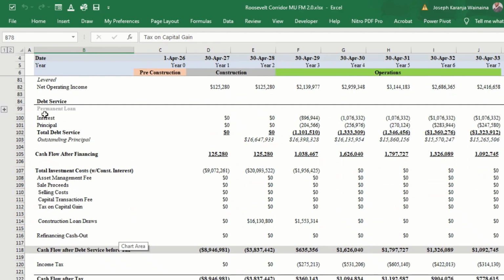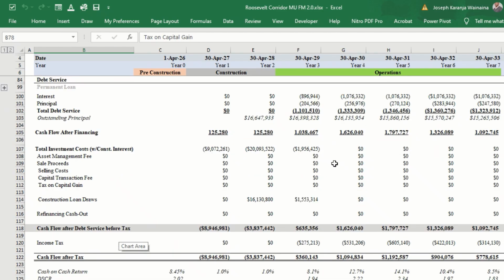So we do have now the financing section. We have the PAM loan. These are the interest that will be paid and the principal as well. So cash flow after financing is a resultant figure here. You can be able to see on this line.